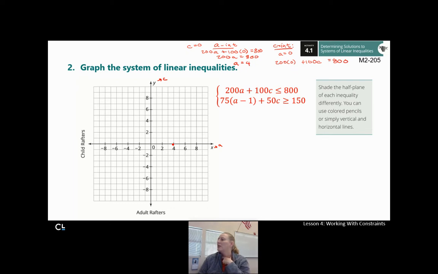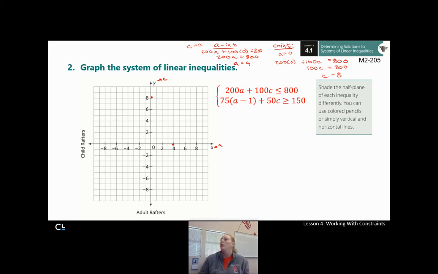Of course, 200 times 0 is 0, so I don't have that anymore. And if we divide both sides by 100, we find that c equals 8. So it looks like I should have a y-intercept or a c-intercept at 8. So I'm going to go ahead and put a little dot right there. Sorry, it's kind of off.